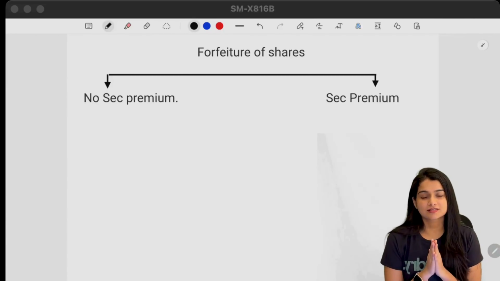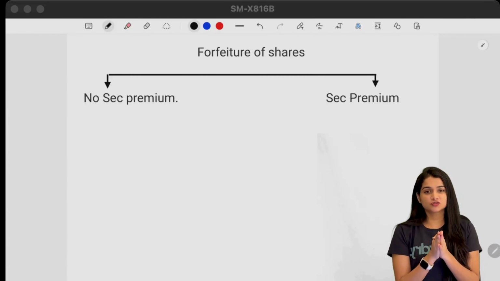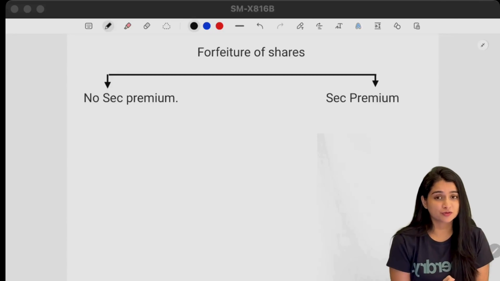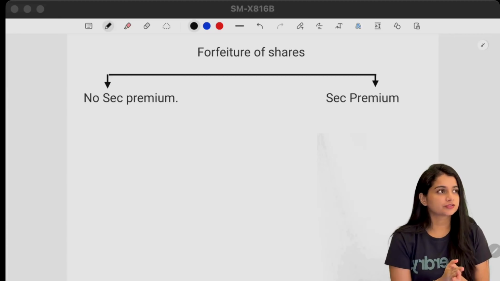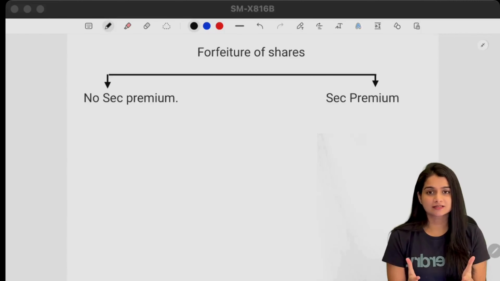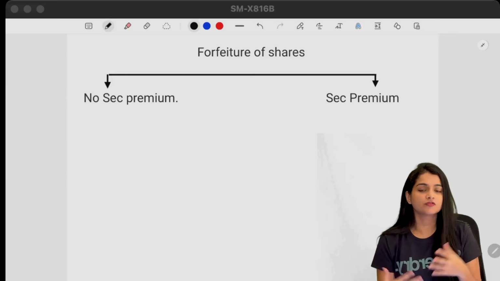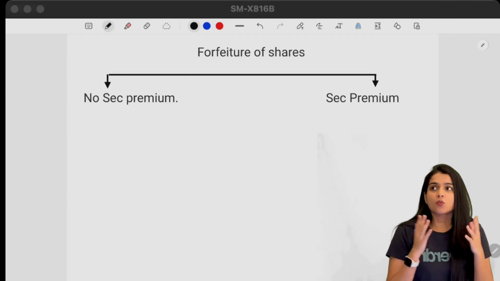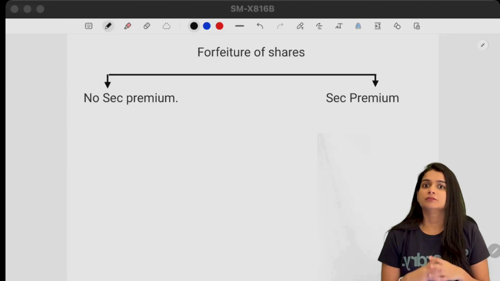Hi everyone, this is Rishika, and today I'm going to teach you yet another concept from share capital, one of the tough concepts of the syllabus, that is share forfeiture, or forfeiture of shares. Now, what exactly does this term mean?